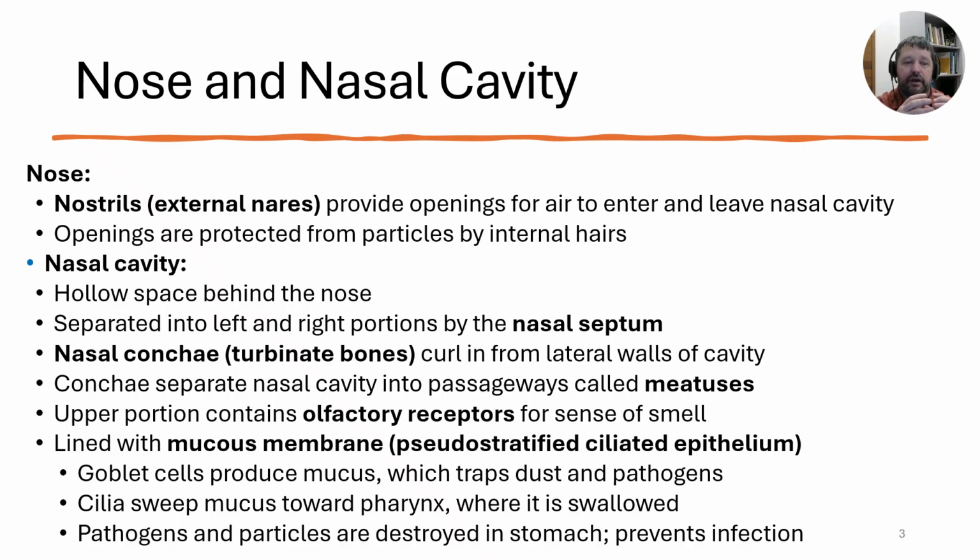Okay, it captures it, and then the cilia push those packages of mucus and whatever pathogen or dust it might be, and it just keeps pushing it towards the pharynx, and then you swallow it. Once it makes it to the stomach, it's destroyed. And that really prevents infections from the respiratory tract. So a super important piece of the respiratory system is the protection of the system, and that's really where the nasal cavity comes into play.